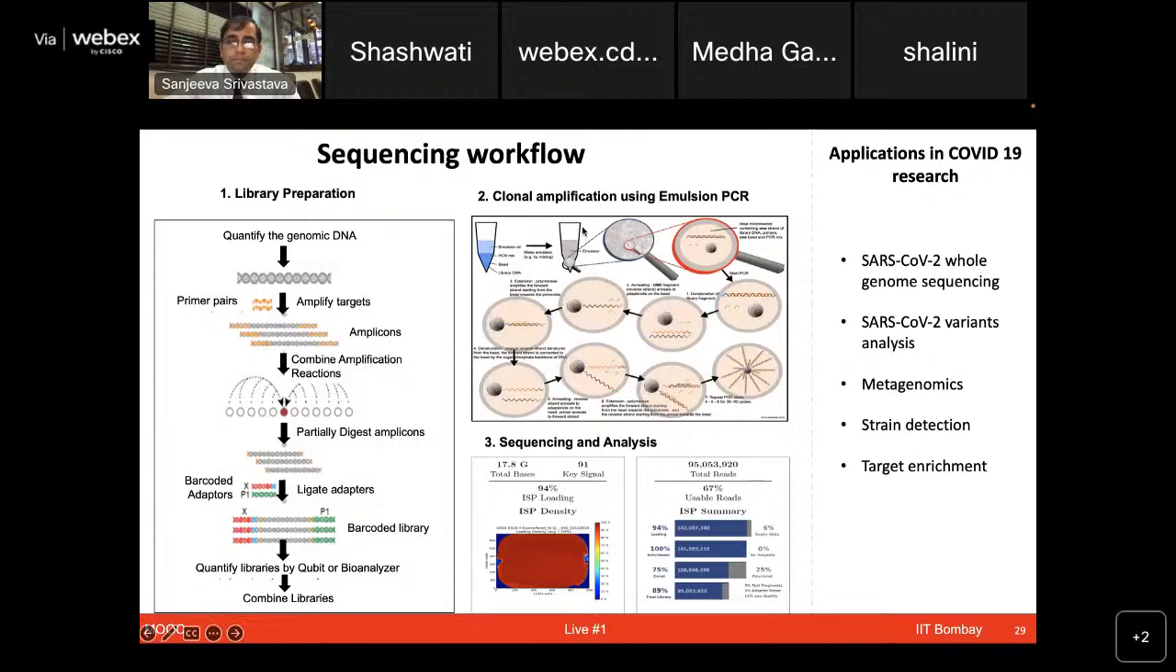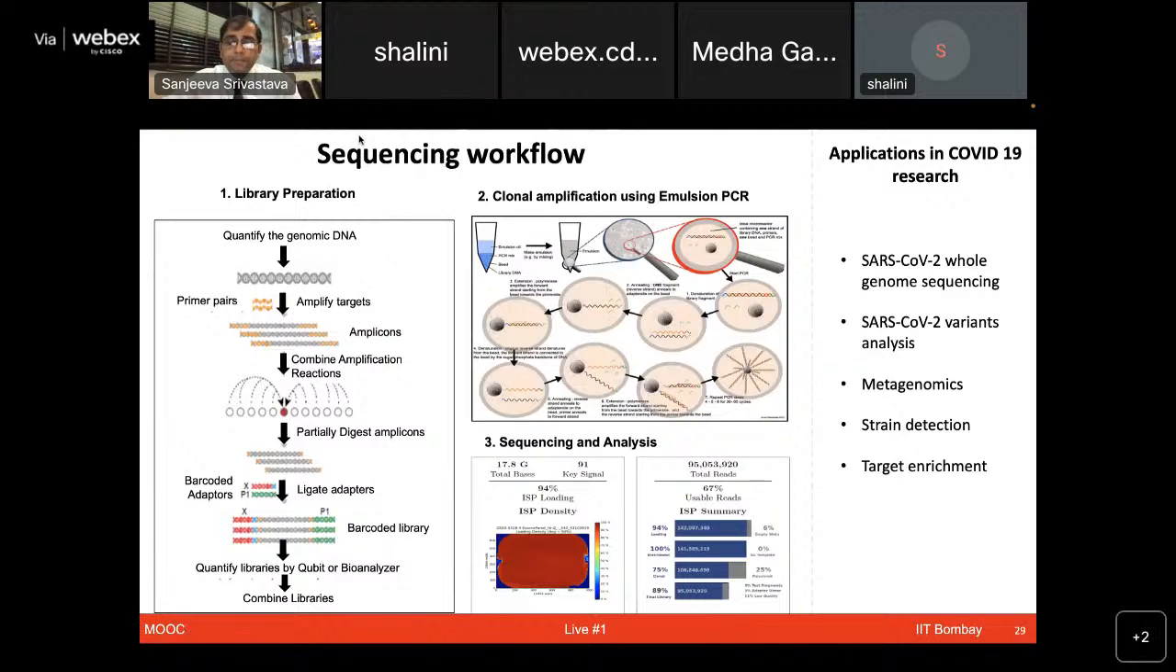Once the libraries are created, the next step is clonal amplification. The clonal amplification is basically emulsion PCR, where you perform the amplification of your DNA. Here you see you create a mixture where you add your reaction mixture, like the library, and then all the enzymes responsible for clonal amplification and the emulsion oil. Each bead will act as a template where your DNA will be amplified over the bead. Likewise, at the end, you will have a bead which has all the clones of your single DNA.